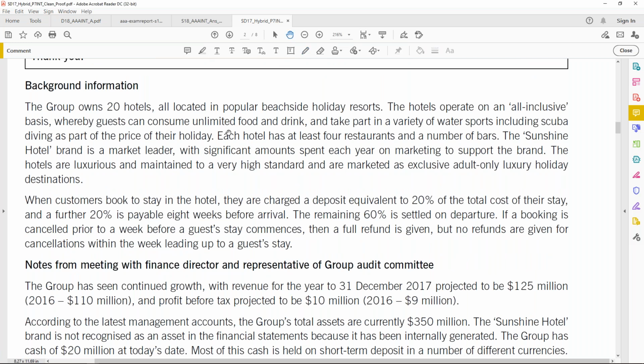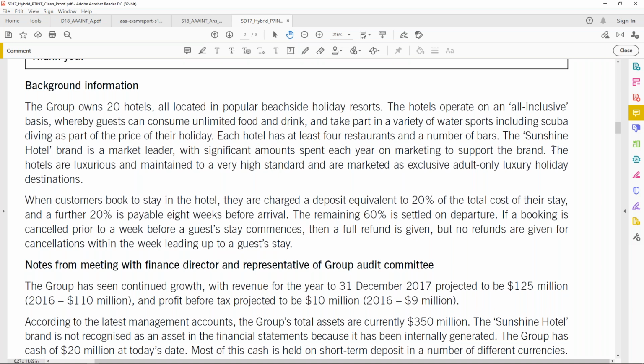The group owns 20 hotels, all located in the popular beachside hotel resorts. The hotels operate on an all-inclusive basis where guests can consume unlimited food and drinks and take part in a variety of water sports, including scuba diving. Each hotel has at least 4 restaurants and a number of bars. The Sunshine Hotel brand is a market leader with a significant amount spent each year on marketing to support the brand. The hotels are luxurious and are maintained at a very high standard.